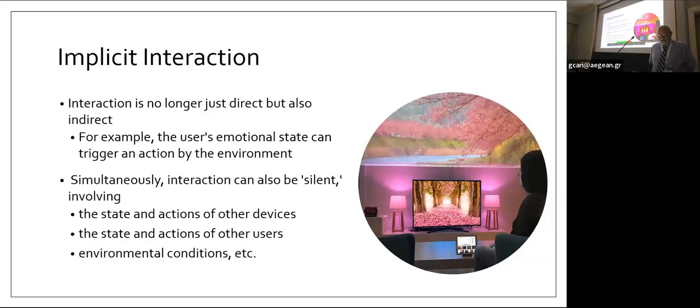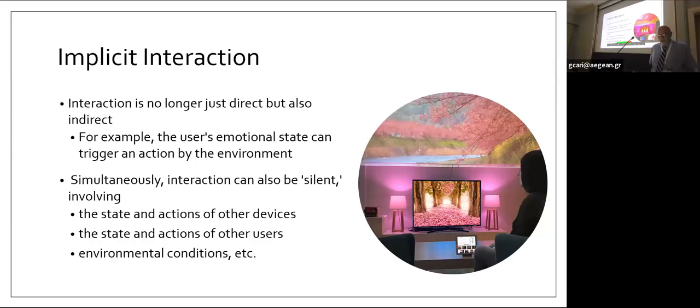Moving to implicit interaction, I already mentioned that the interaction is no longer only direct, but also indirect. That is, we do not activate the response of the environment or its specific functions in ways we already know, such as pressing or touching a button on the screen, but also in other more indirect ways. For example, the user's emotional state can trigger an action from the intelligent environment.